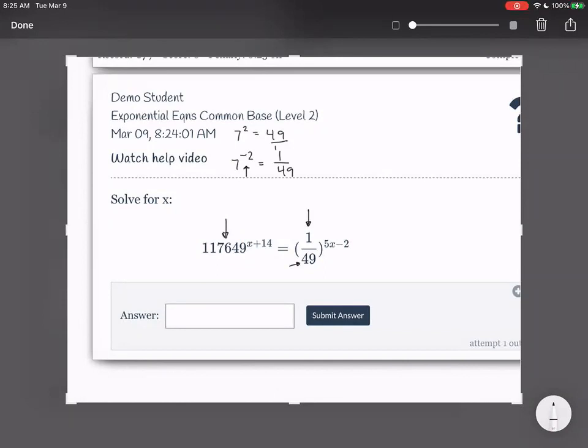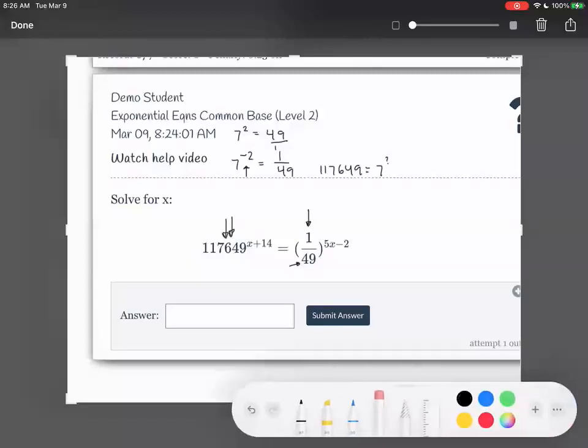Before I go on, I'm going to pause the video, see if you guys have any questions. All right, so we figured out that the base that we want is 7. And so the 1 over 49 is 7 to the power of negative 2. Let's figure out what this thing is as a power of 7. So that's 117,649 is equal to 7 to the power of something. Let's figure out what that something is. I'm going to use my calculator on my phone. All right, cool. So we just figured out that this should be 7 to the power of 6.